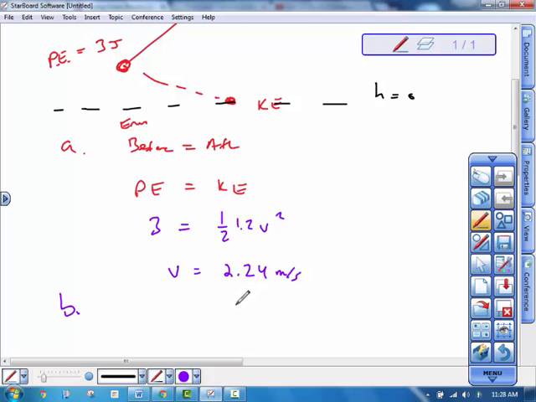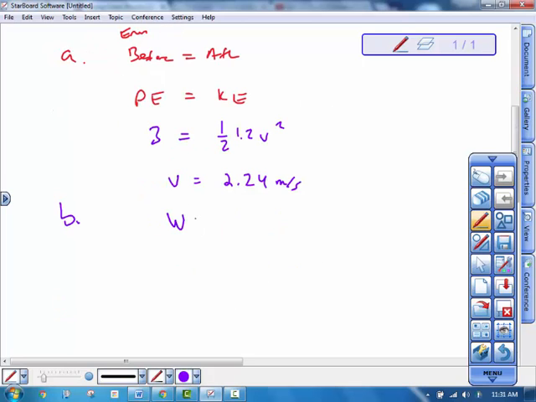Part B then says Aaron releases the ball from rest and uses a photo gate to measure its speed as it passes through the lowest point. She finds that the actual speed is 93.2% of the predicted value. How much work did frictional forces do on the pendulum? So we know work equals change in kinetic energy.